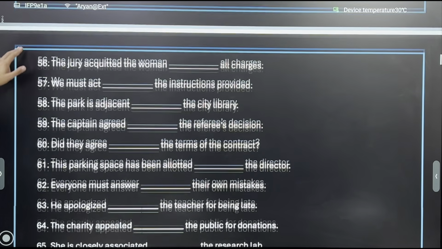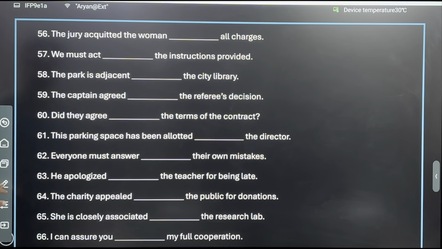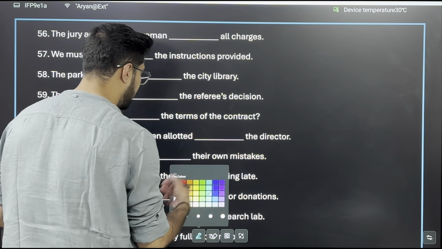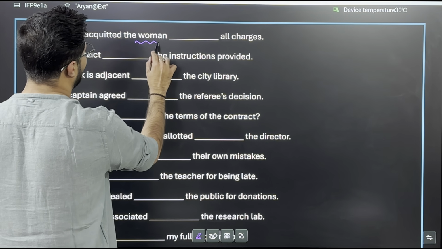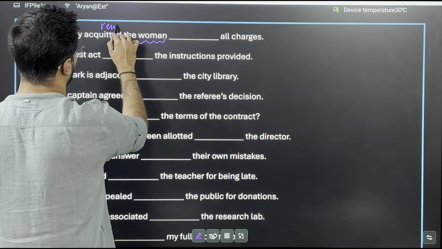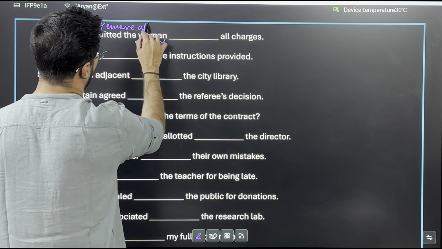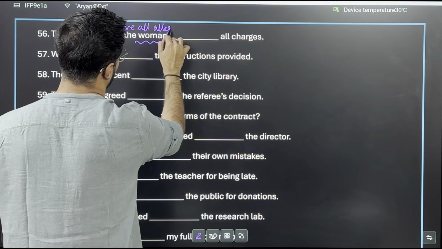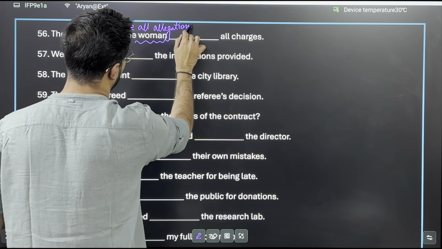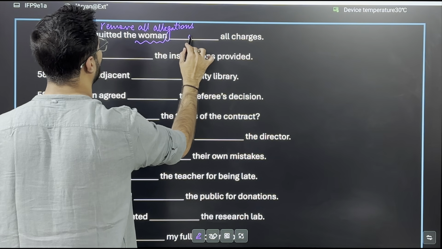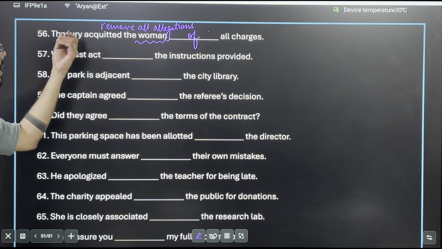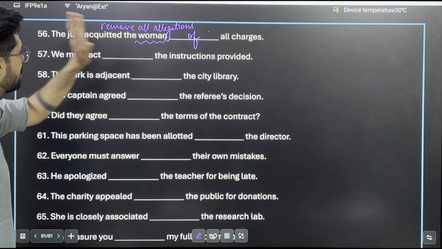Next one, the jury acquitted the woman. Acquit करने का मतलब होता है basically to free of all the charges. So in other words, जितने भी allegation होते हैं, remove all allegations. ठीक है, जितने भी allegations होते हैं उसको हटा देना को acquitted बोलते हैं. So jury acquitted के साथ of use होता है. Acquitted the woman of all charges.